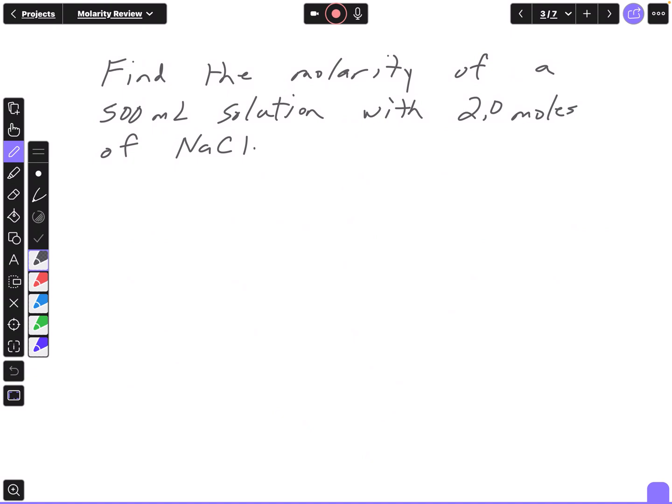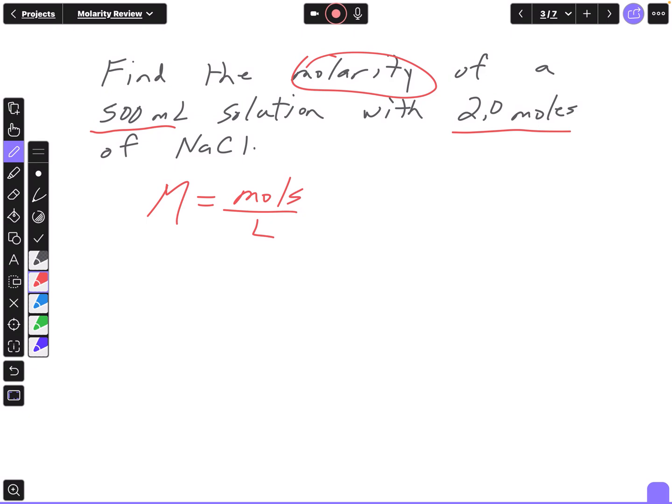Alright, so if I want to find the molarity of a 500 milliliter solution with 2.0 moles of NaCl. I'm given my volume there, 500 milliliters. I'm given my number of moles, 2.0. I'm asked to find my molarity. My equation is going to be capital M, molarity equals moles divided by liters. Now I'm just going to plug my numbers into this. So I'm solving for molarity, I'm just going to leave that as an M.